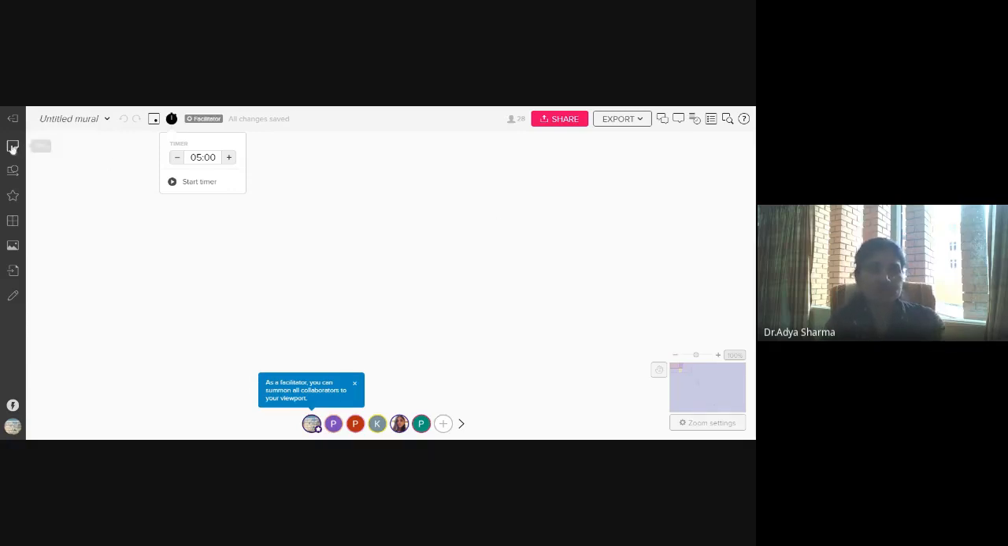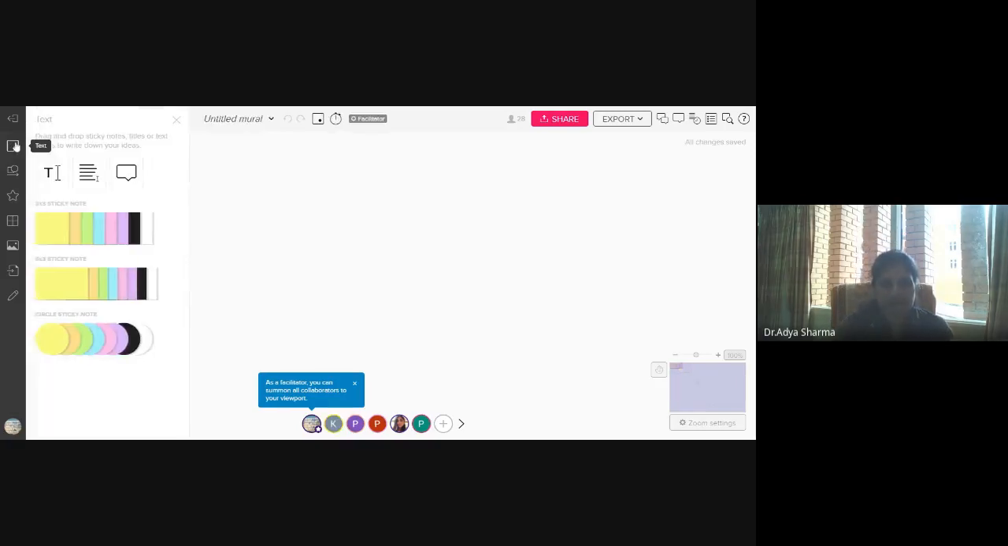So what you have to do is, when you press this, you will get these sticky notes. Pick up any sticky note. For example, I have picked up this sticky note, and for me, most probably motivation is when students participate in discussion. Okay, so for me, this is motivation.